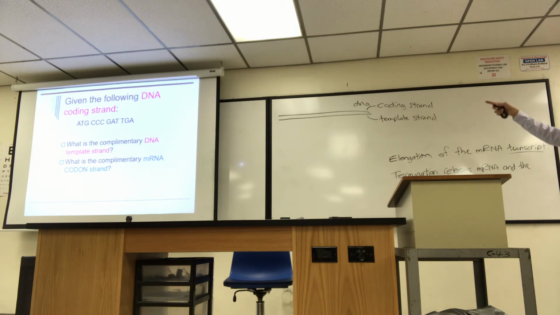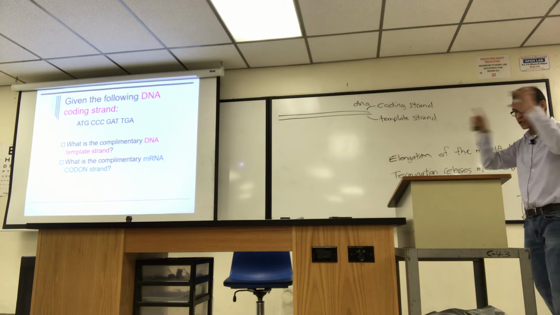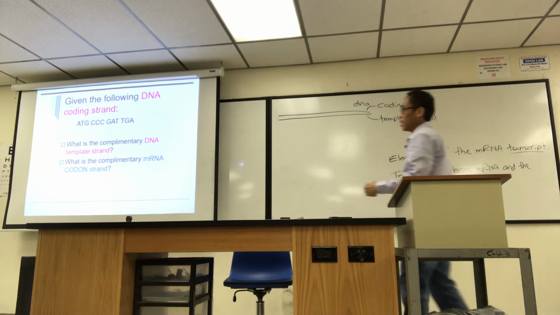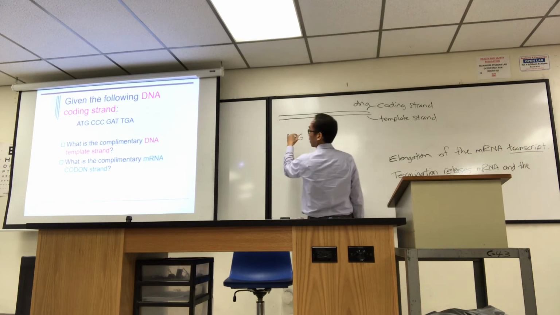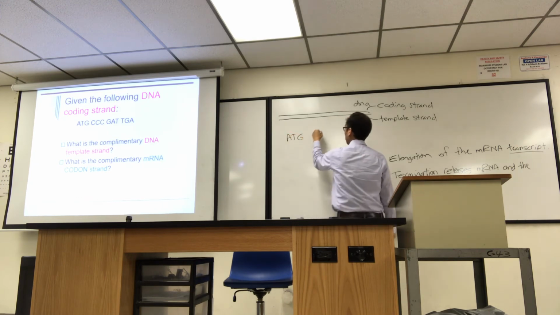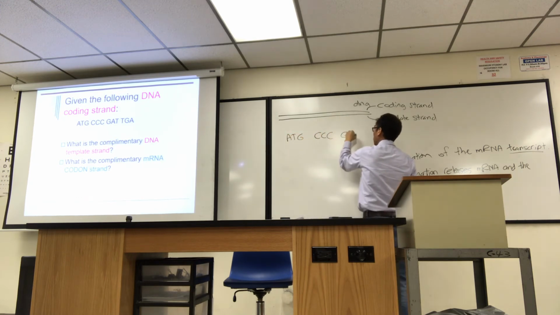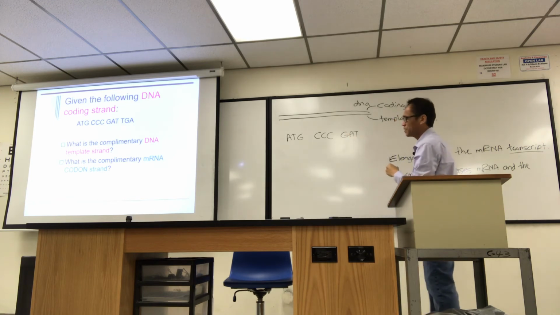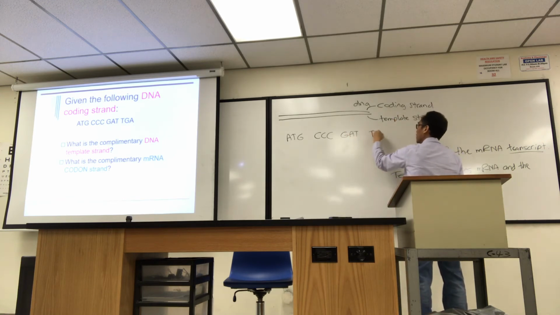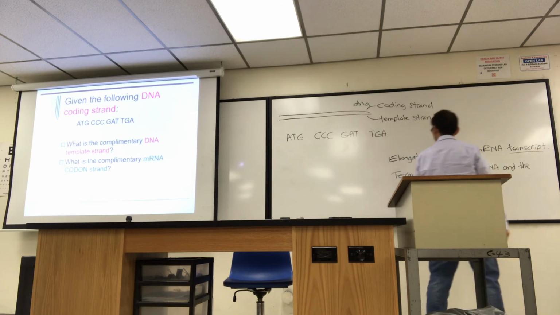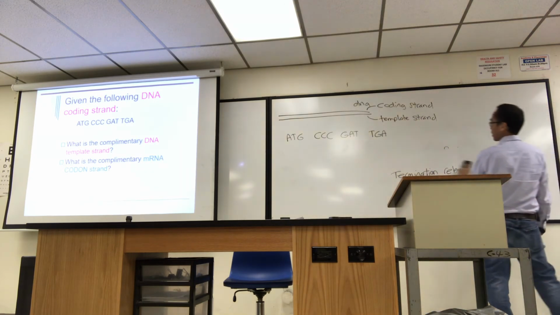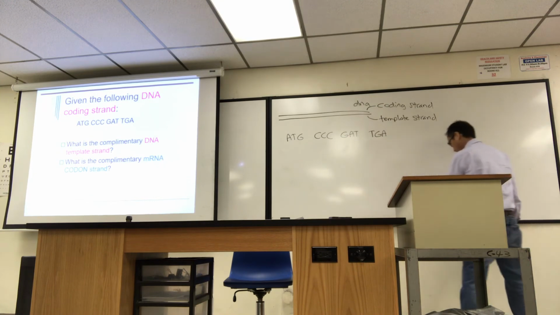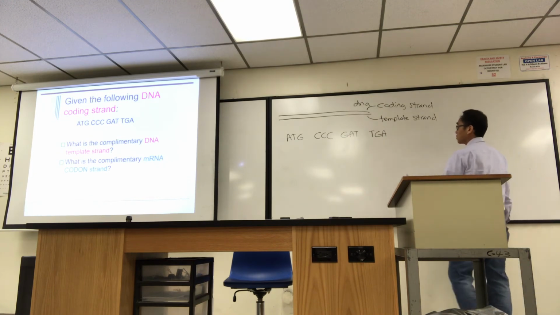So if the coding strand is, let's say we just take a big chunk out of the middle, ATG, CCC, GAT, TGA. And I'm telling you, okay, well, given that's the coding strand, I ask you on the slide, what's the template strand that goes with it?